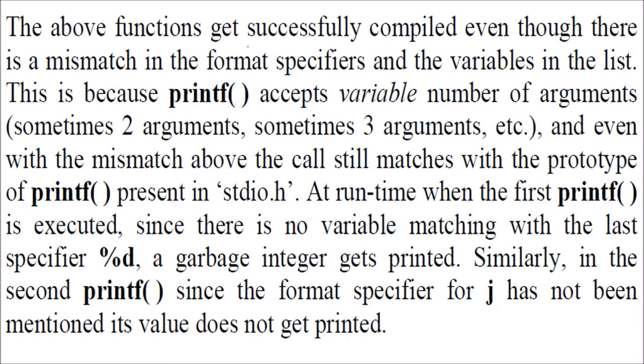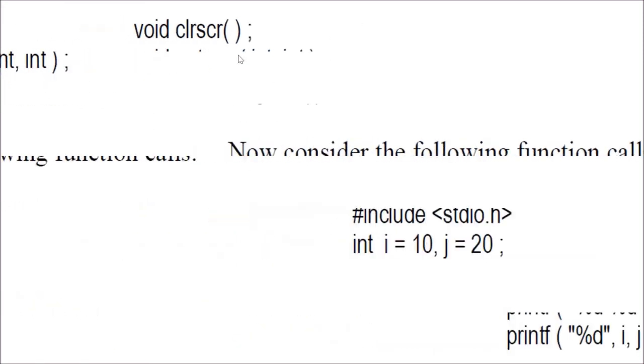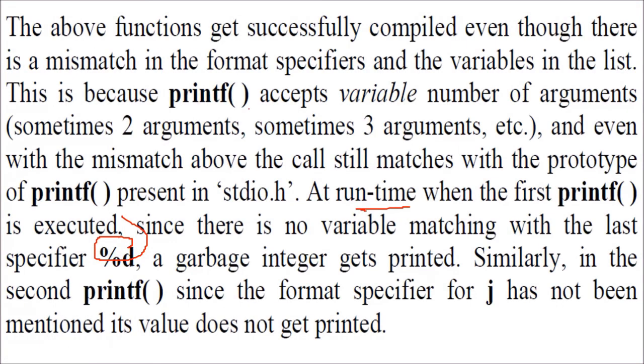I am saying that compilation has no problem. But when you run it, there will be an error, or you can say not an error, but some garbage value will be printed in the first case, because this %d matches with i and j. But how about this %d? It is not matching anything. That is why there will be an error. And the same is the case with this. We have just one %d and you are trying to print two values. So these are the problems that you need to understand.